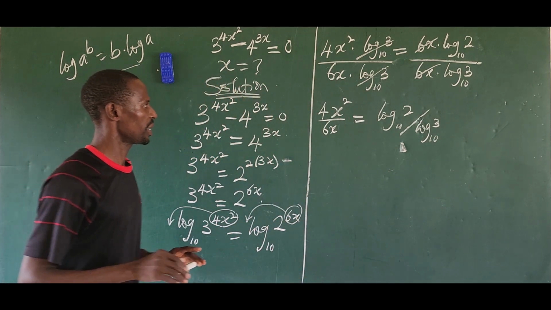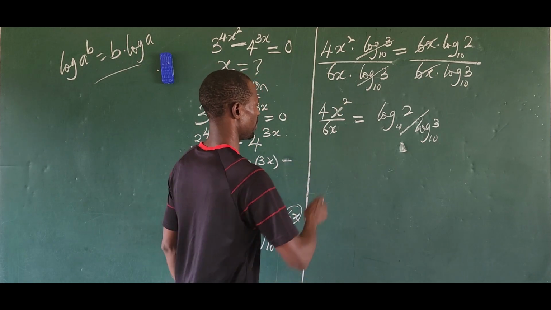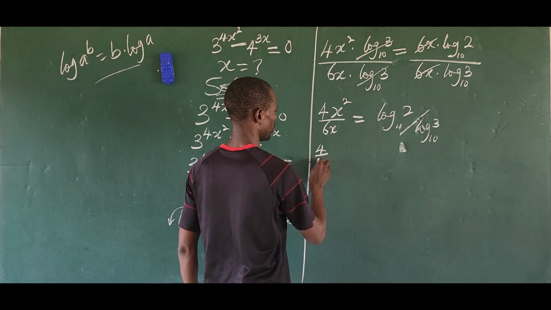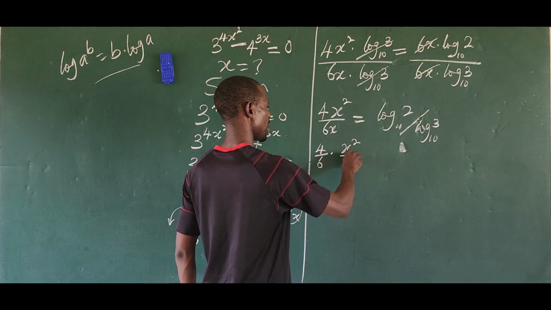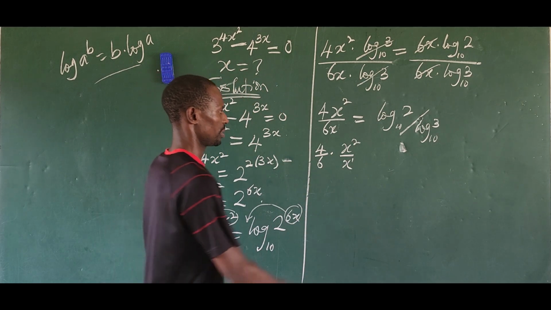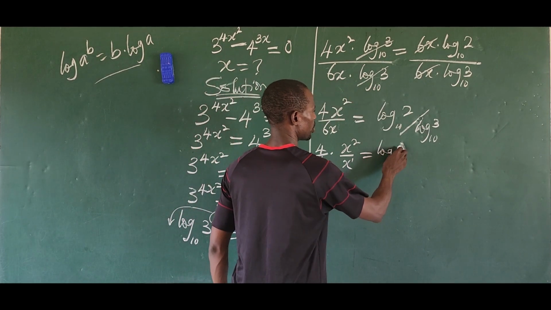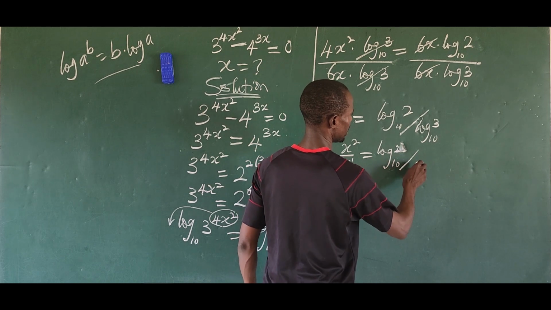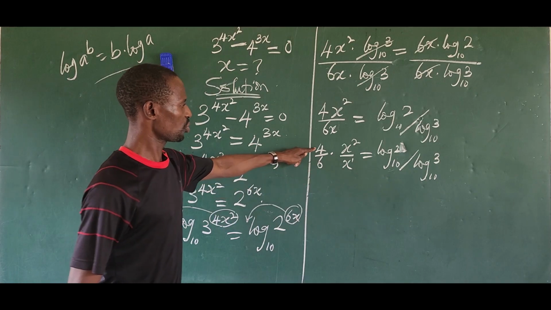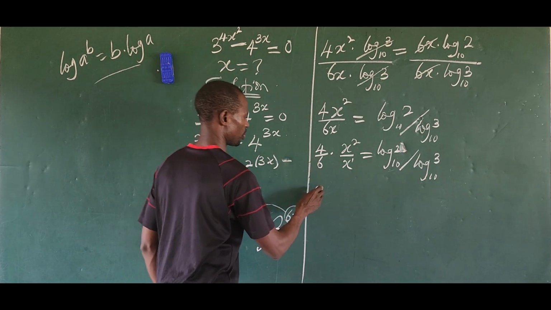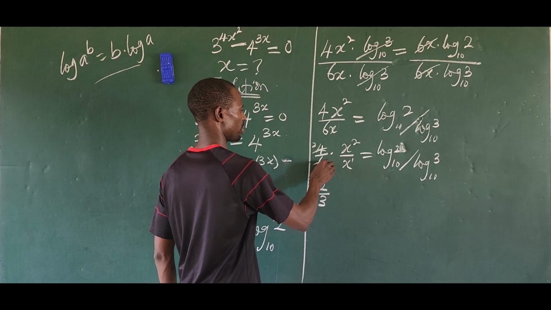Now from here, look at this. We can separate this constant from this variable. So we have 4 all over 6 times x² all over x, where this x is to the power of 1, right? This is equal to log 2 base 10 divided by log 3 base 10. Now 2 can divide this, and 2 can divide this, and so we come up with 2 all over 3, because here we have 2 and here we have 3.